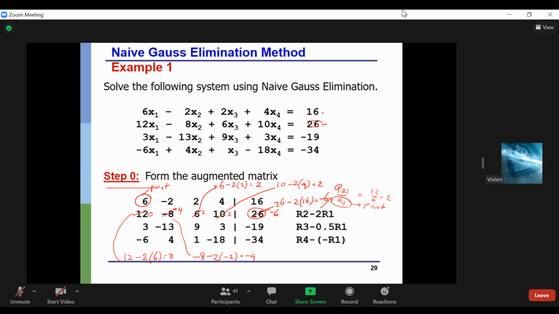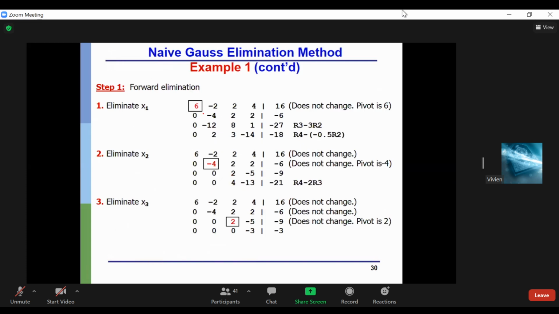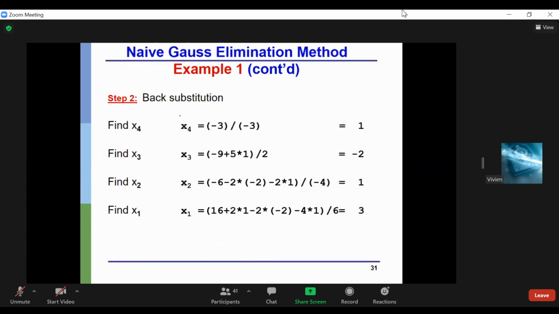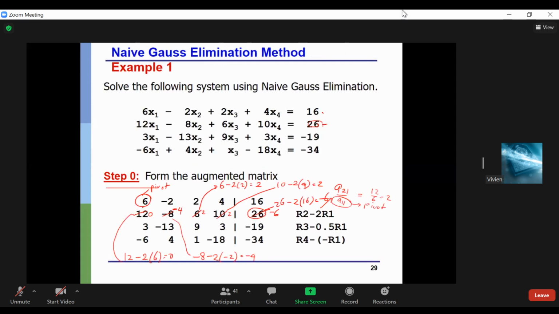So we see here that the second row now becomes 0, minus 4, 2, 2, and minus 6. So we will see here the result: 0, minus 4, 2, 2, and minus 6. So we finish on the second row. Now we need to continue to the third row. So now we want to make that 0.